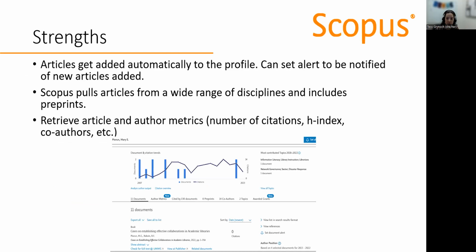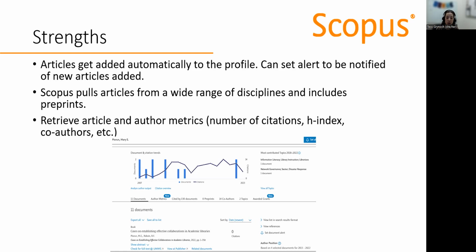So some of the overall benefits of a Scopus profile are that the profile does get created automatically, and the articles also get added automatically. Once you have an article in Scopus, a Scopus author profile is created for you, and you can set an alert to be notified of new articles that are added. Scopus also pulls articles from a wide range of disciplines and includes preprints as well. So that's a nice feature of their profiles.